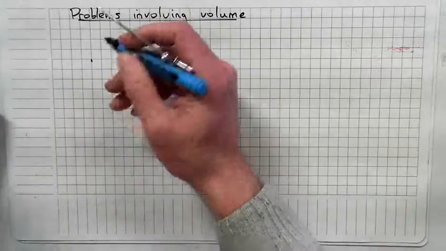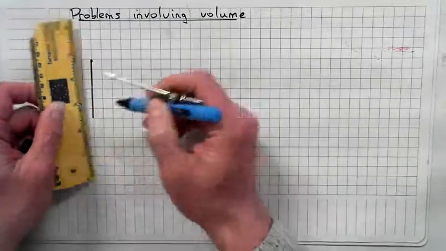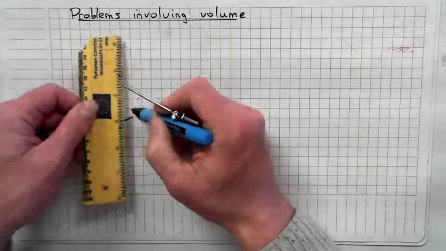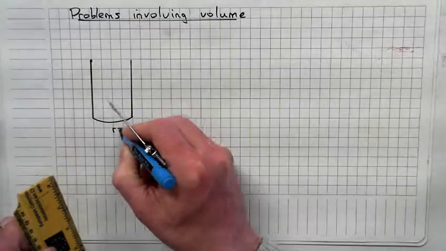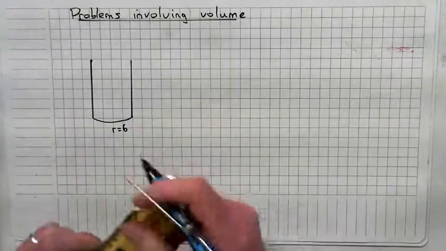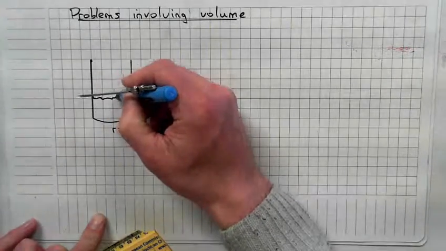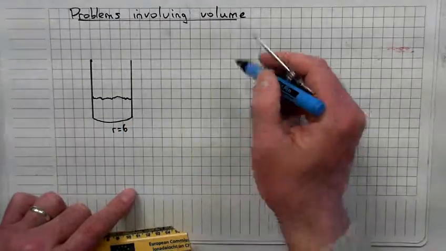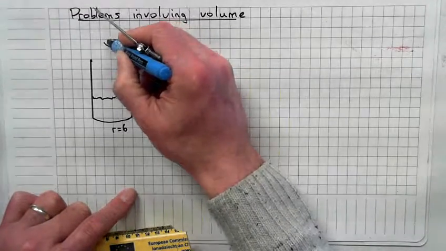So we have, first of all, draw a cylinder. I'm not going to ask you to get the volume of the water, but draw a cylinder by going like that. We'll say the radius r is equal to 6. And there's a certain amount of water in it. You don't have to know how much water is in it. But this time I'm going to drop a cone into it.